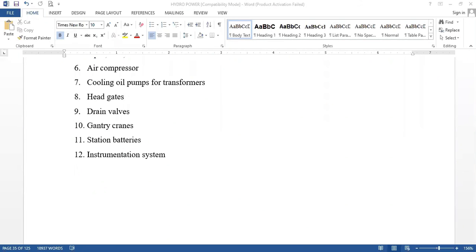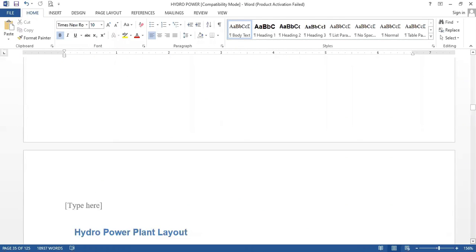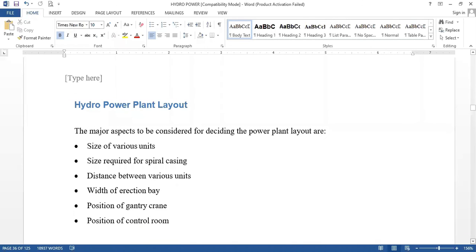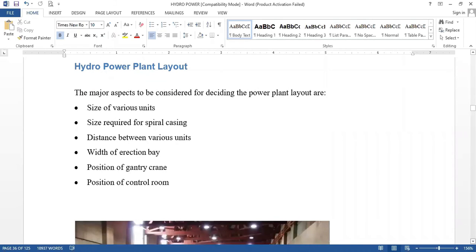Now let's move towards the sizing of the system or the power plant layout. The major aspect to be considered for deciding the power plant layout, which consists the size of various units, means size of, say, turbine, size of casing of the turbine, then some sort of cranes, ventilation system, different systems, compressors. So all these need to be considered before we finalize or decide a layout for the plant.